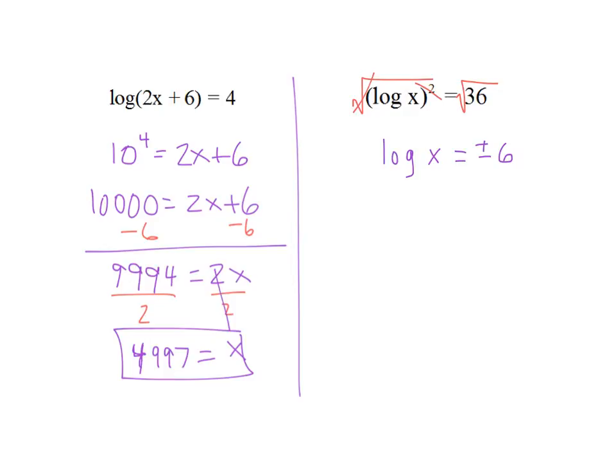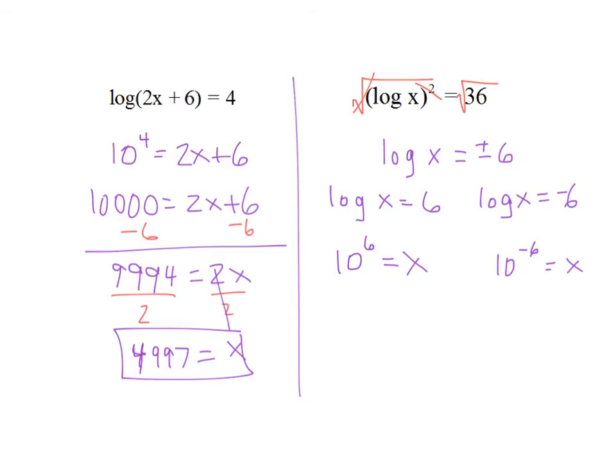All right, so now that our log is alone, it is isolated, we are going to change this into an exponential situation. Now, what I would actually recommend doing here is rewriting log of x equals positive 6 and log of x equals negative 6, and then rewriting them separately. So this one will be 10 to the 6th power equals x, and this one will be 10 to the negative 6th power equals x.